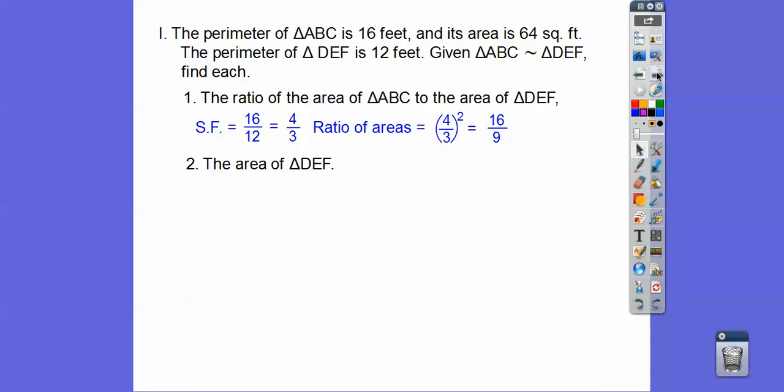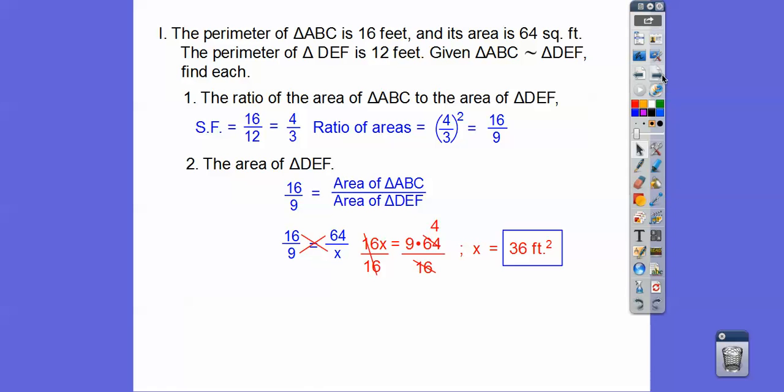Okay, so now let's find the area of triangle DEF. Well, if this is the ratio of the areas, and we know that the area of ABC is this one right here, this one goes on top because that's what the 16 came from. It was from ABC, and so the area is 64. Just make sure you're putting it on top right there. So the ratio of the areas is going to be 16 to 9, and then we just set it up, cross multiply, and we get 36 feet squared. Don't forget to answer it in the context of the problem. Don't just write 36. About half my students will just write that, and I'll ding them on a test, you guys.